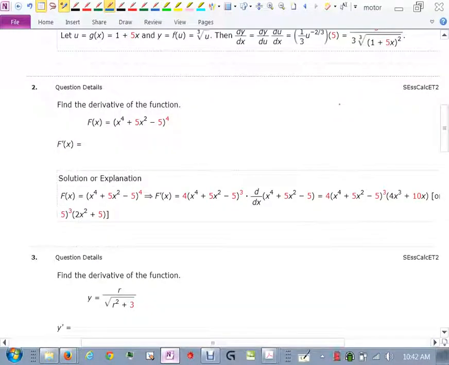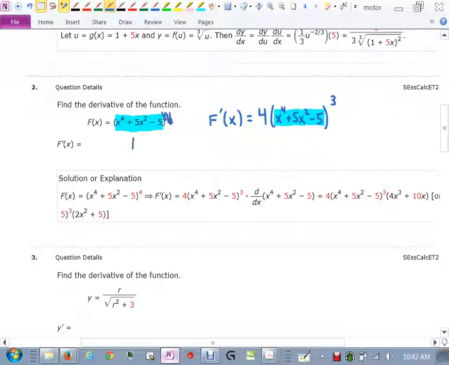Okay, this one, again, I have something raised to the 4th power. So if I want to know what the derivative is, I know the derivative of something to the 4th power is 4 times that something to the 3rd power. Now, what was the something? The something in here was exactly x to the 4th plus 5x squared minus 5. Now, I've done the 4 on the outside, and now I need to look inside and say what's the derivative of that, and just attach it here with multiplication. Derivative of that is 4x cubed plus 10x. And if you check again, that was the answer we got earlier.